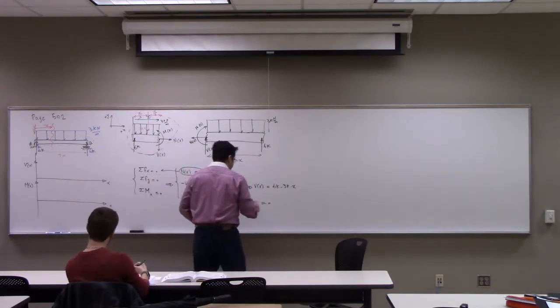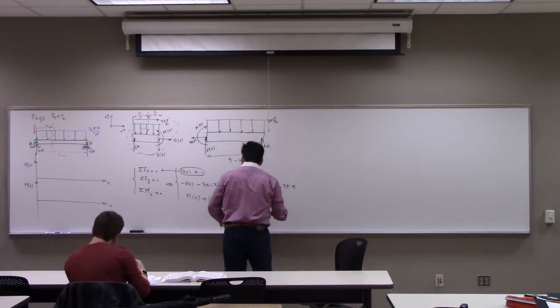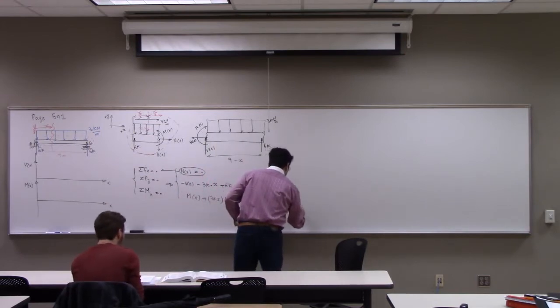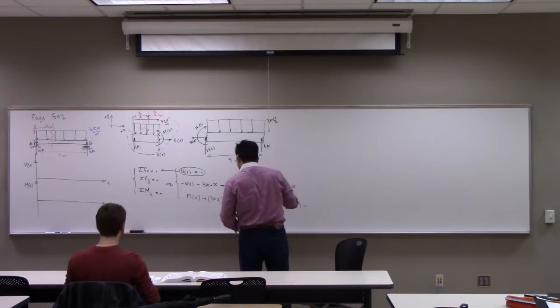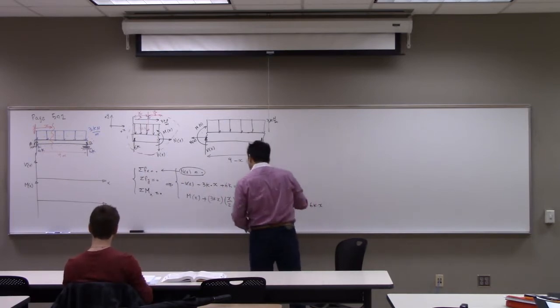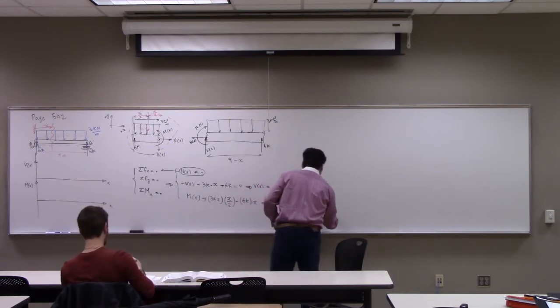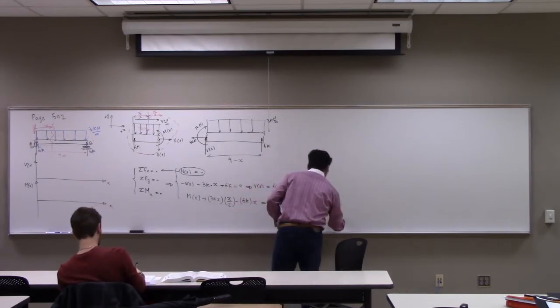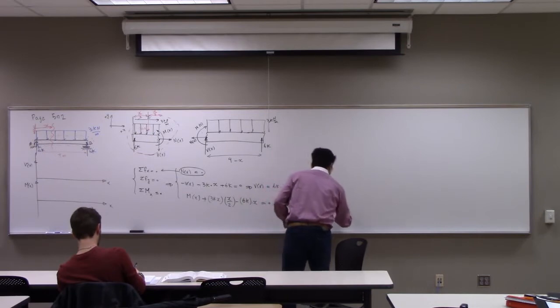And for the moment, you get the second order equation. Mx is equal to 6K times x negative 3K over 2 x squared.